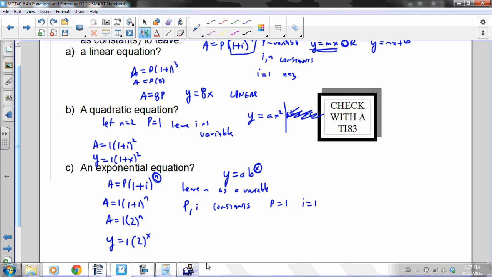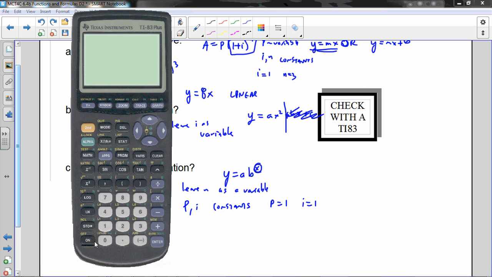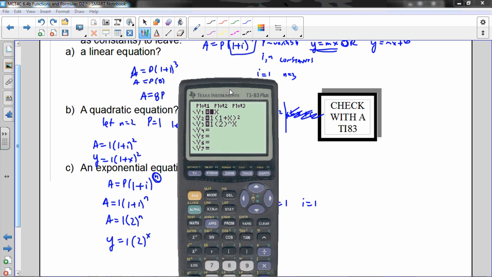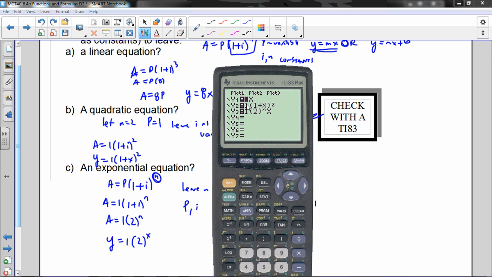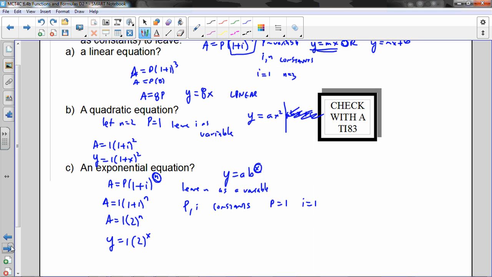And it says check with the TI-83. Well, let's check it on the TI-83. I've put these in there. Our first one was A equals 8x. The second one was P is 1, I was the unknown, and the exponent n was 2 for a quadratic equation. And you see the one that we just figured out. If I press zoom decimal, these go pretty fast. Linear, quadratic, exponential, just like we were asked for. Perfect.